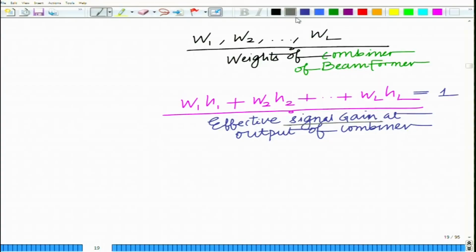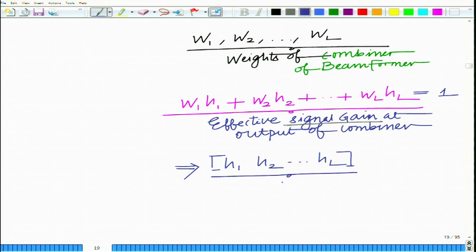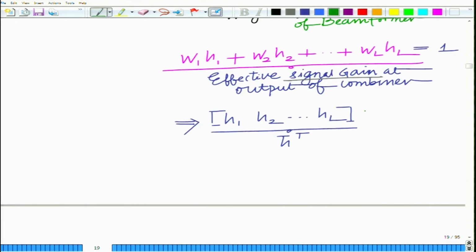Okay. So, this can be written as H1, H2 up to HL, that is the channel coefficients. This is the vector H bar transpose times the vector W1, W2, WL, and this is equal to 1.